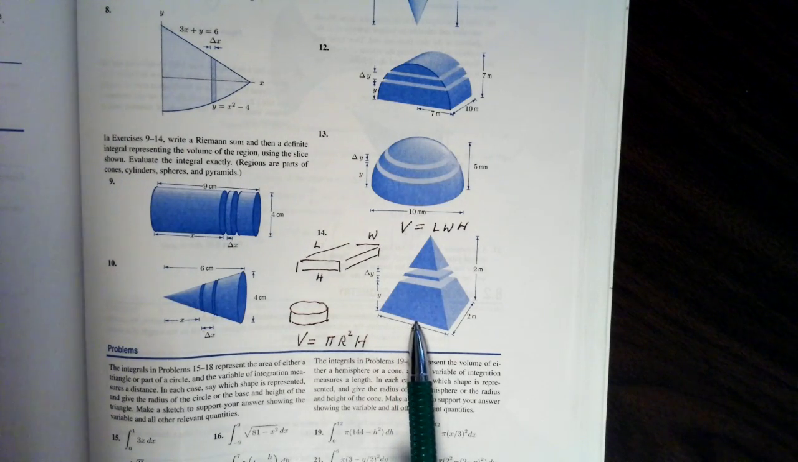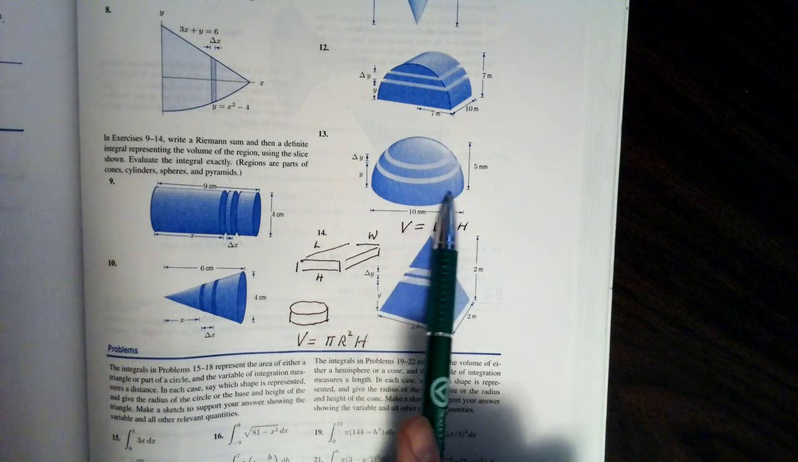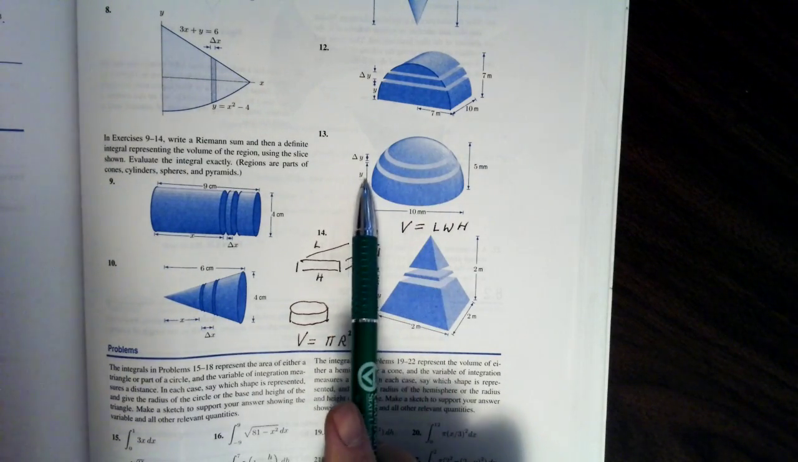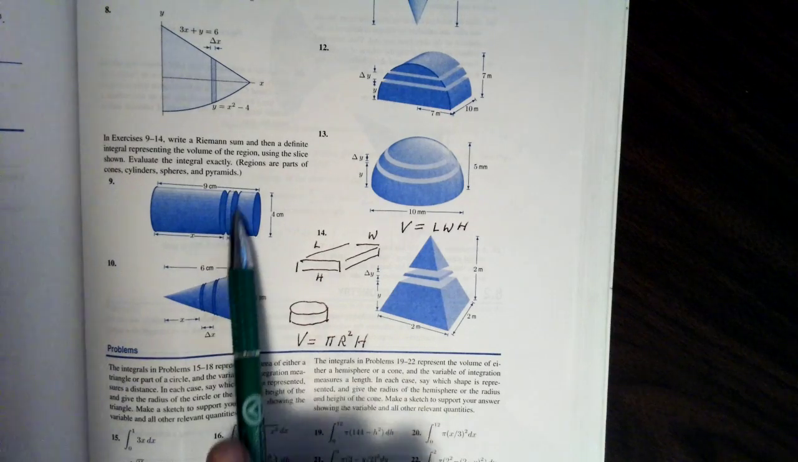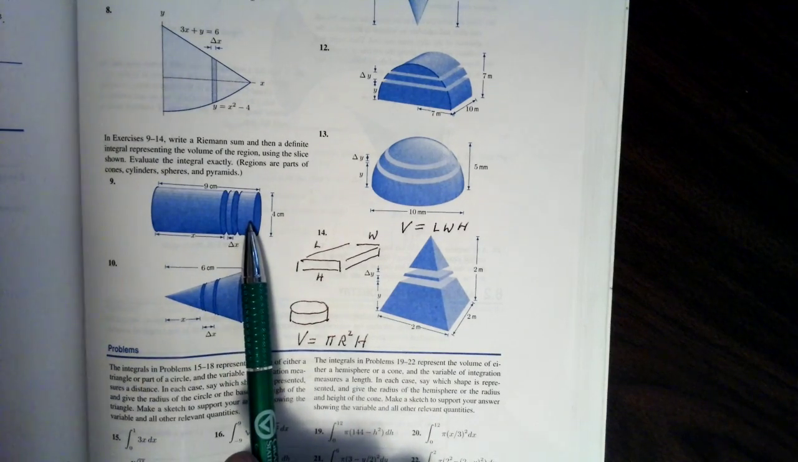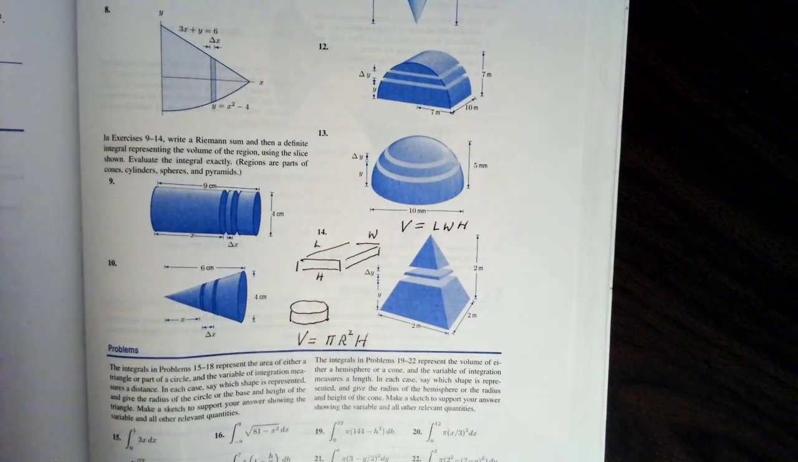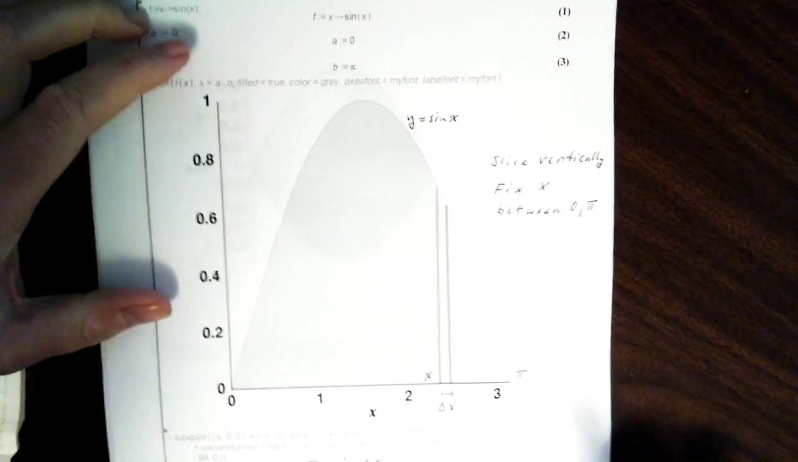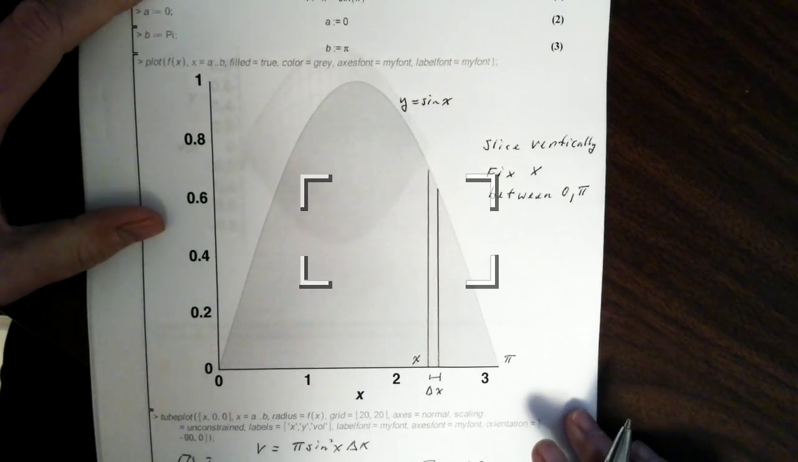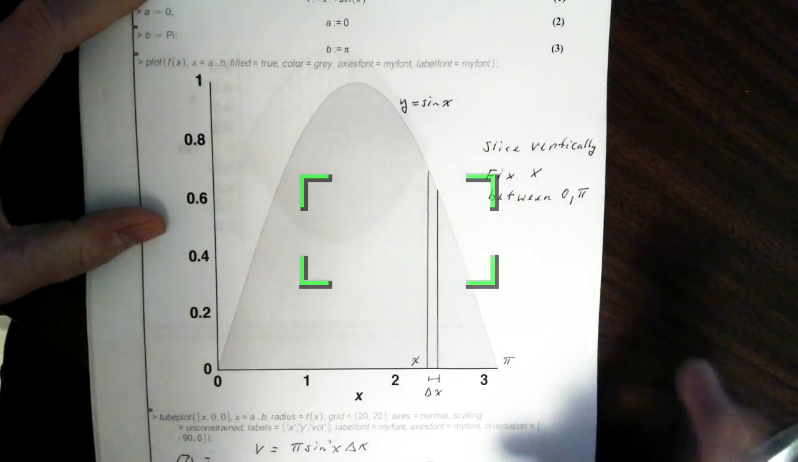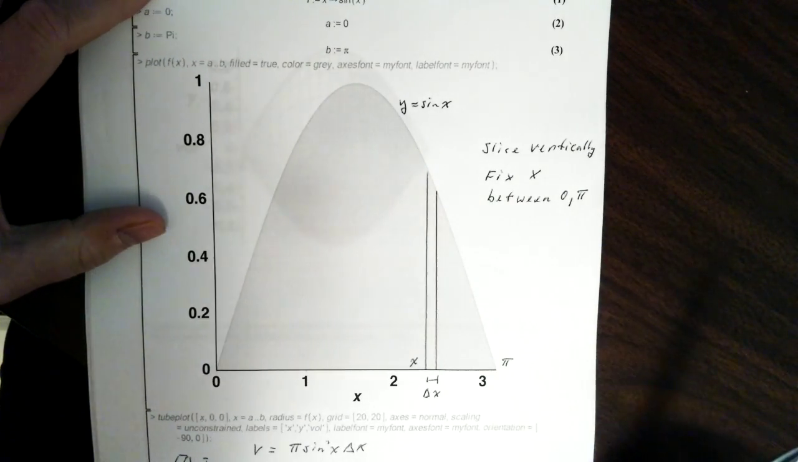Now something that's important to point out is that when we are slicing horizontally, we integrate with respect to y, and when we slice vertically, we integrate with respect to x. So in Section 8.2, we're going to continue this idea of computing volumes, but the volumes are obtained in a different way.